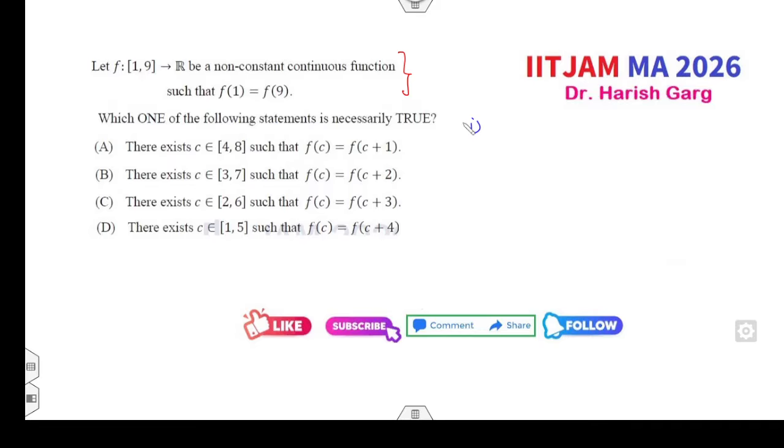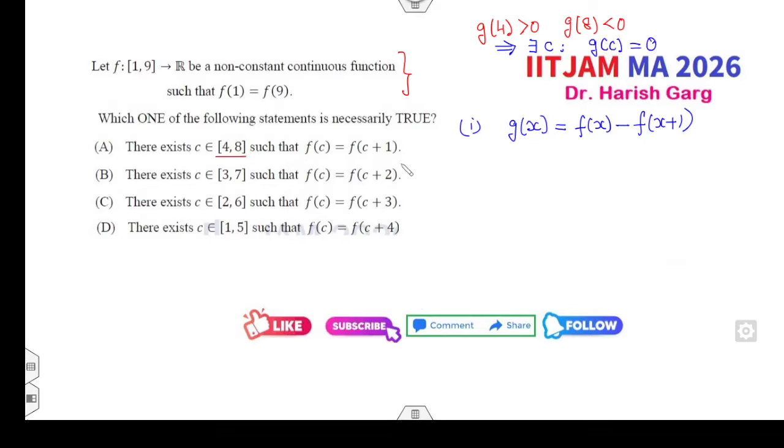So I can define for the first case, g of x is f of x minus f of x plus 1. तो अगर मैं ये प्रूफ कर दूं इस डोमेन में g of 4 is greater than 0, g of 8 is less than 0, what does it mean? It means there exists some c such that g of c will be 0. तो ये कंडीशन बन जाएगी ना इससे. So let's find the value of g of 4 and g of 8. Fine. तो g4 की वैल्यू कितनी होगी? That is f4 minus f5, f of 8 minus f of 9.